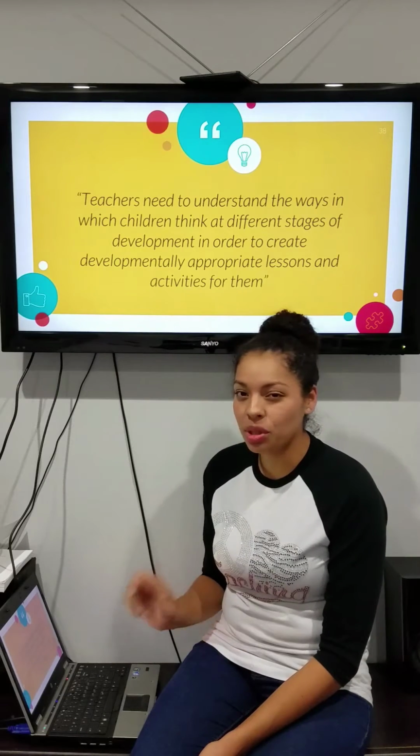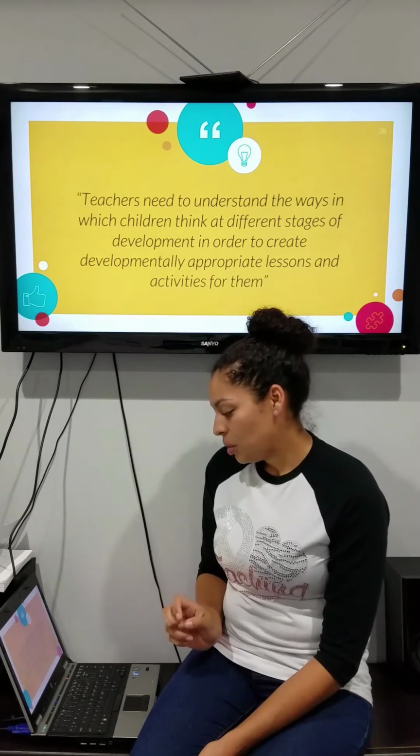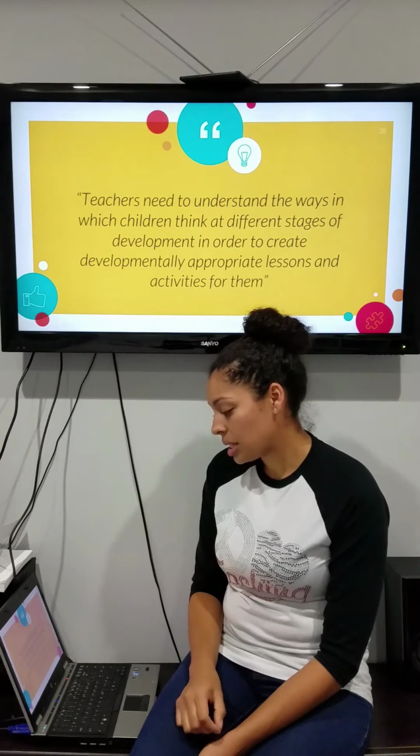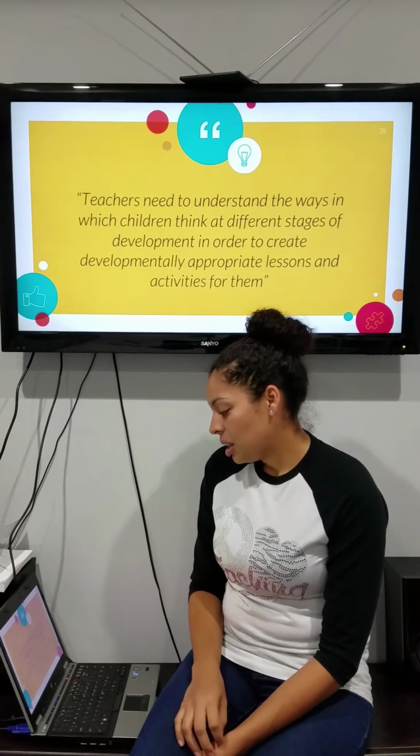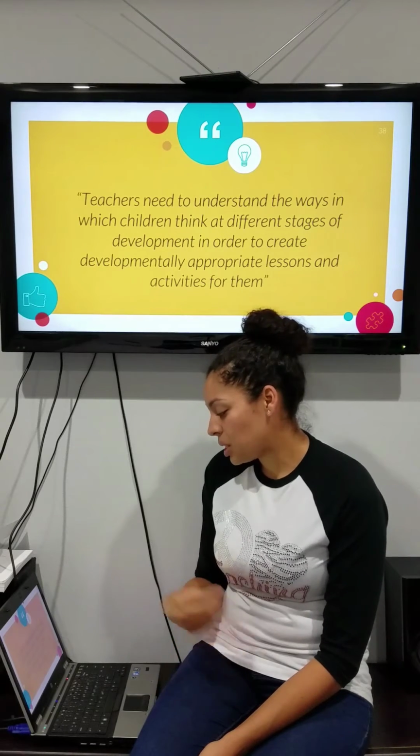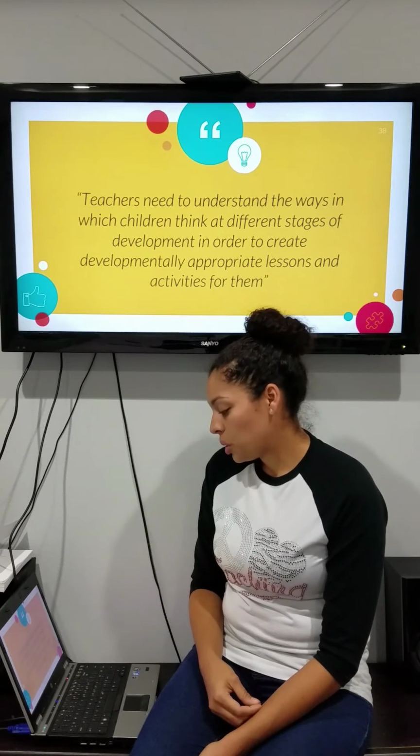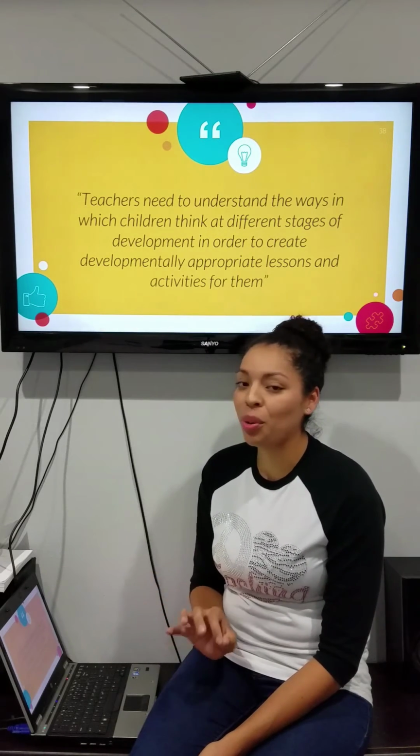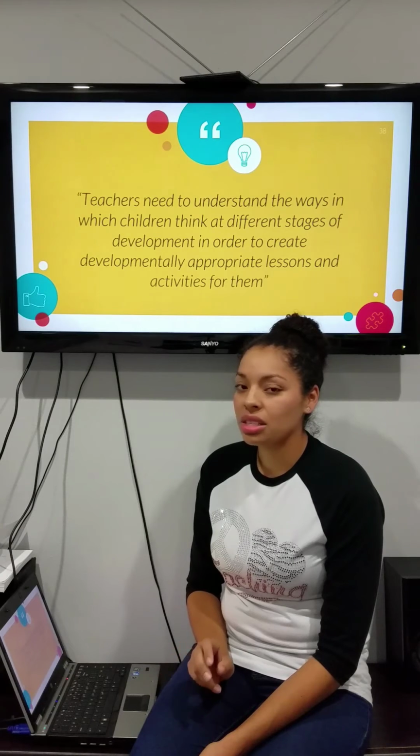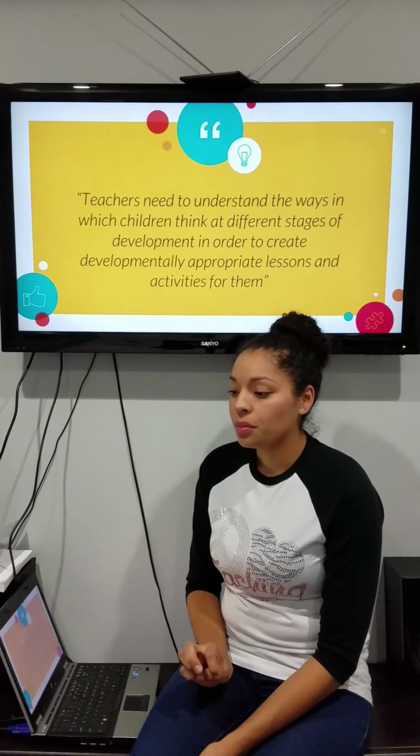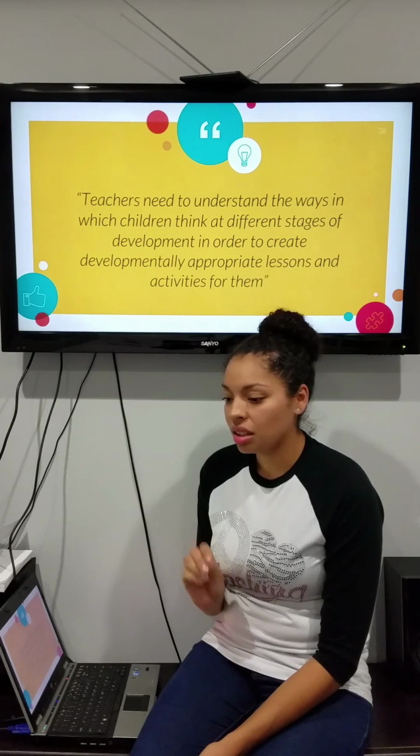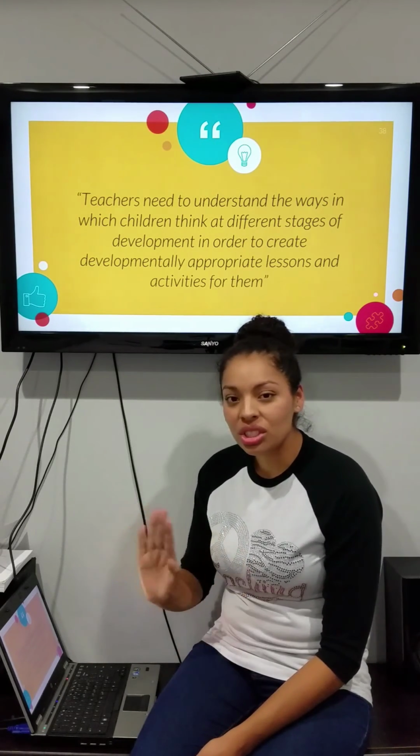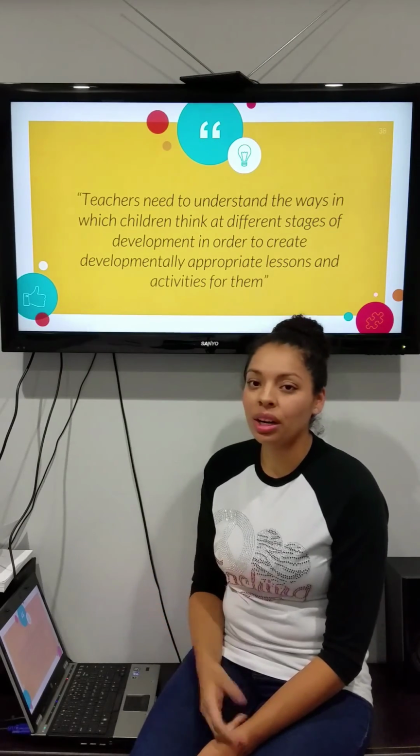So to conclude, I put this quote directly from our textbook, which I thought was very on point with what we're talking about with these theories. It says, "Teachers need to understand the ways in which children think at different stages of development in order to create developmentally appropriate lessons and activities for them," which is on point with all of these theories that we just discussed today. So let's just focus on the different stages of development, and not try to push the child out of a stage that he's not ready for.